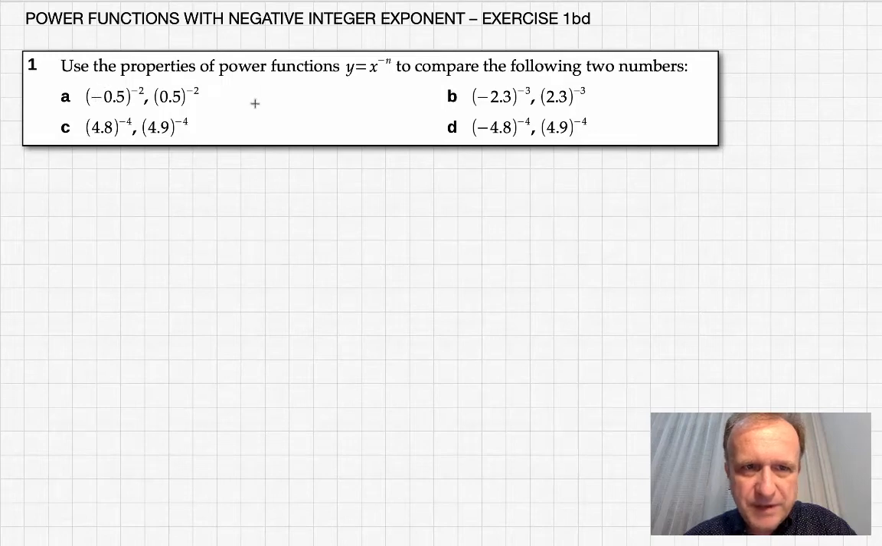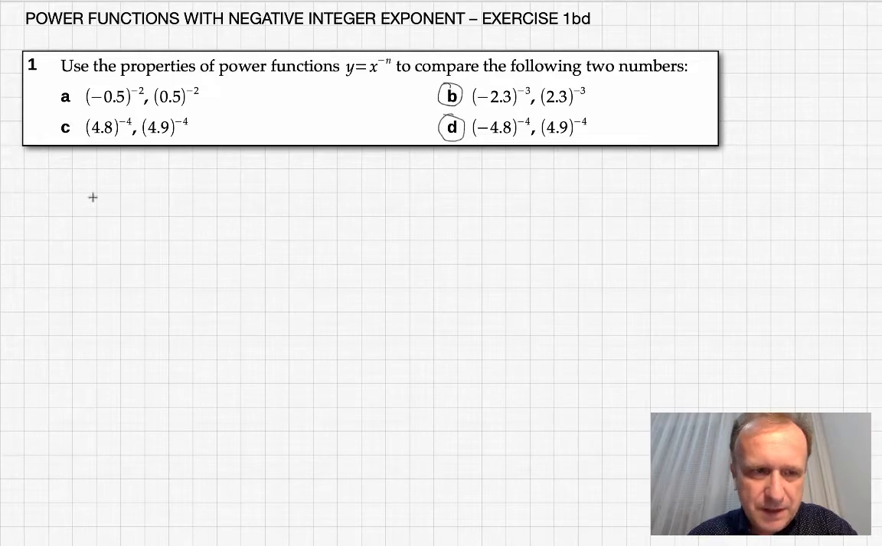Power functions with negative integer exponent, exercise 1, parts B and D. So I will work out only these two parts, and the rest of those is assigned as homework for you. Okay, so let's start with part B.